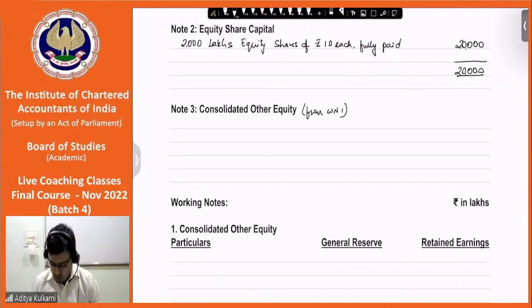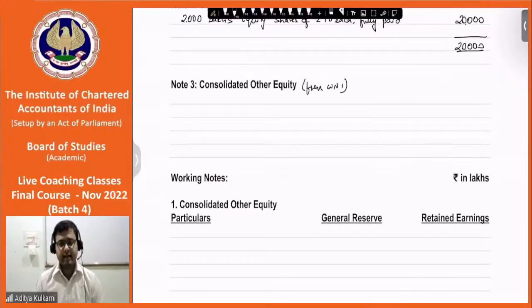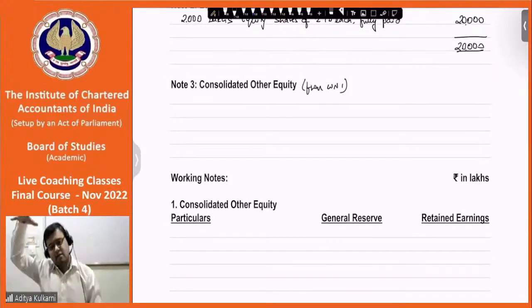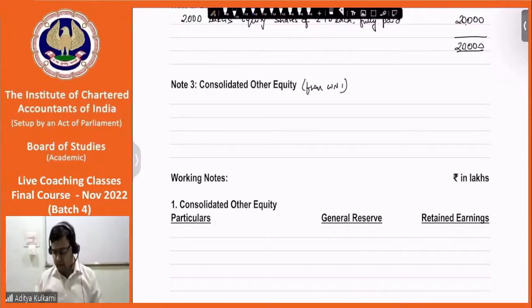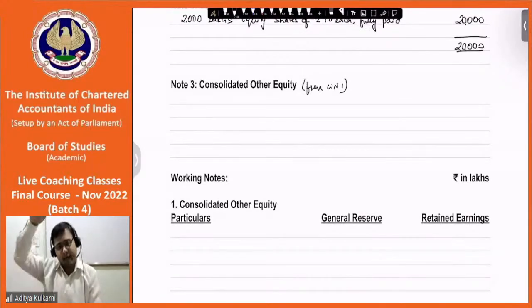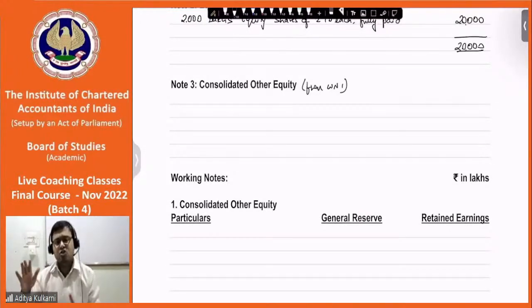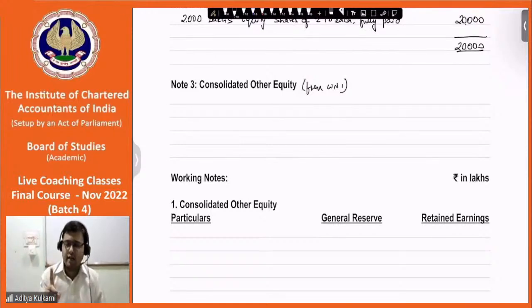We then move on to working note 1, that is consolidated other equity. Now look at the position. We have to consolidate. So when I consolidate, parent's reserves are as it is. Basically, consolidation is a process where parent's financials remain as it is, and you are adding the subsidiary's financials to that. Parent you will not touch. The only thing you are touching for consolidation is the investment of the parent in the subsidiary. Apart from that, parent will be as it is.